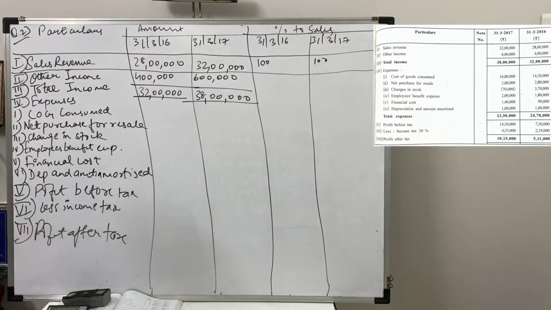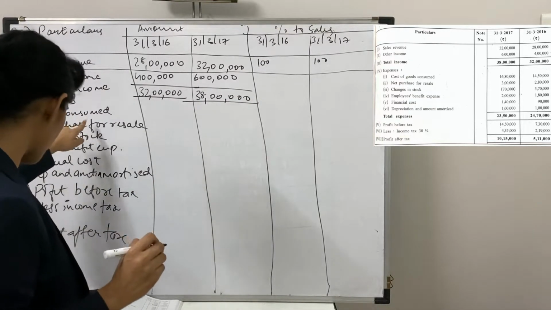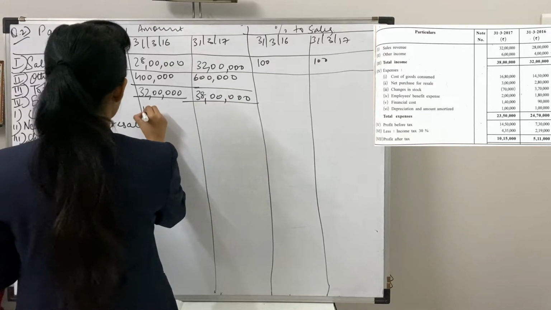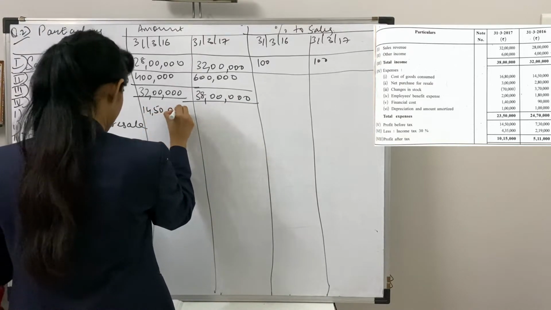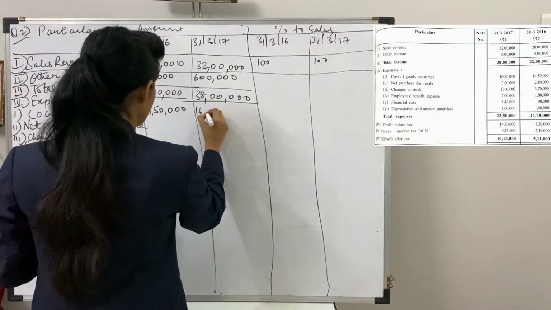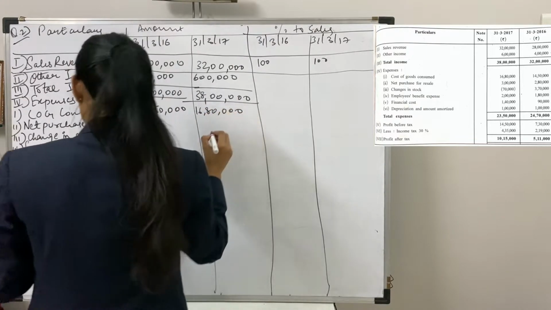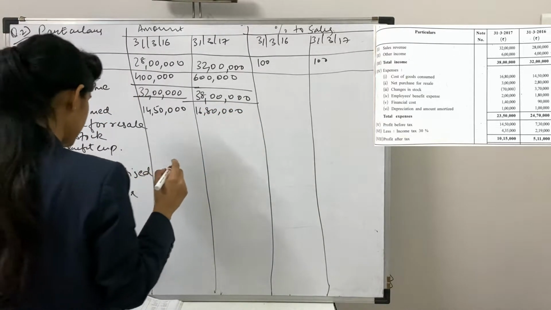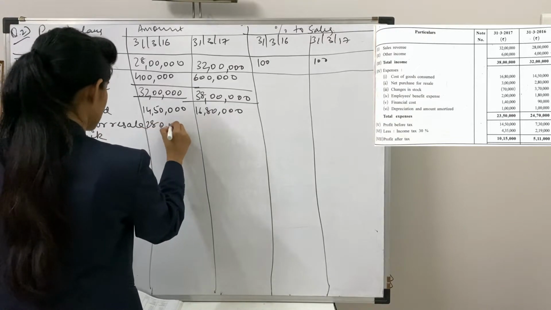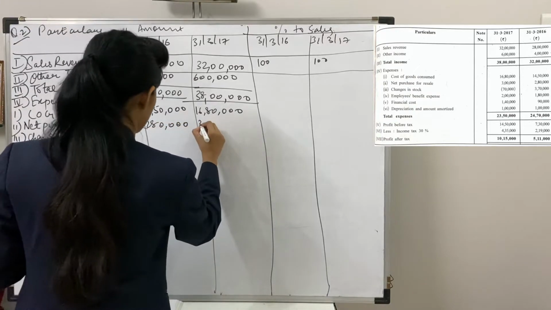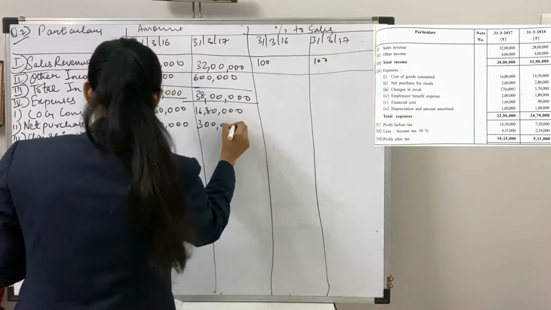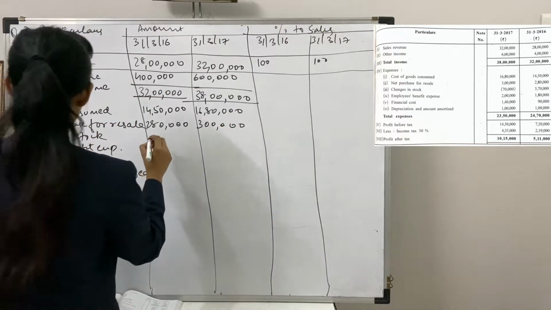Next is your expenses. In your expenses, your cost of goods consumed are 14 lakh 50,000 and 16 lakh 80,000. Next is your net purchase for resale, 2 lakh 80,000 and 3 lakh. Next is your change in stock, 370 and 70.